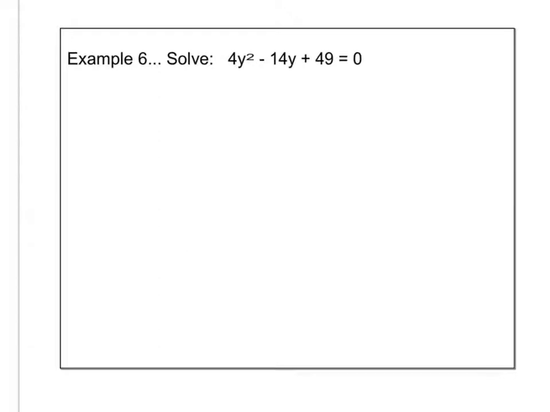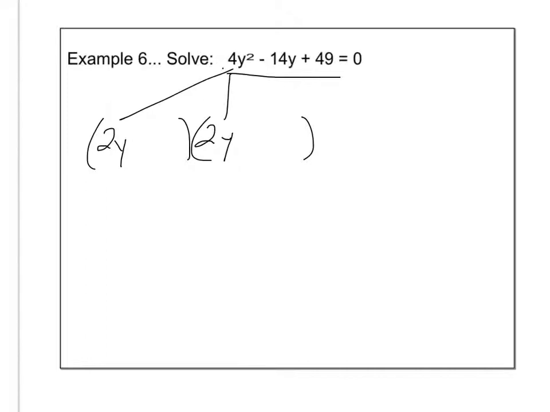All right, last one. So there's two parts to this problem. One, we need to factor it. So let's just look at that first part and forget about the equal 0. So if we set up our two binomials, you're going to have a 2y and a 2y, and that comes from that 4y squared. Then we look at that last term. You've got 49, so 7 times 7 is 49. I'm going to make these both negative because that middle term is negative.